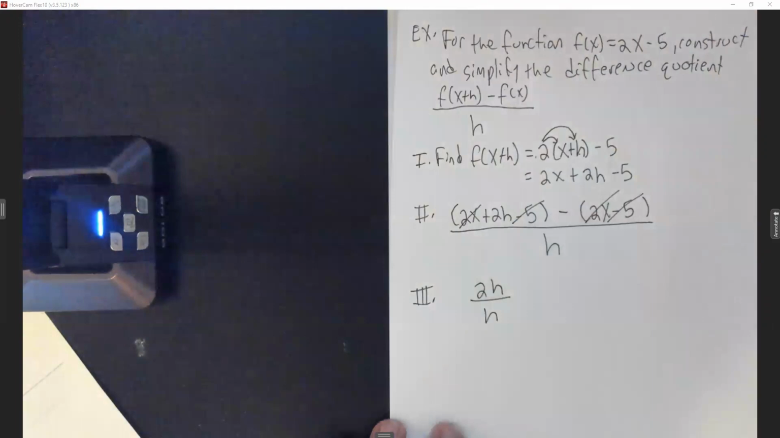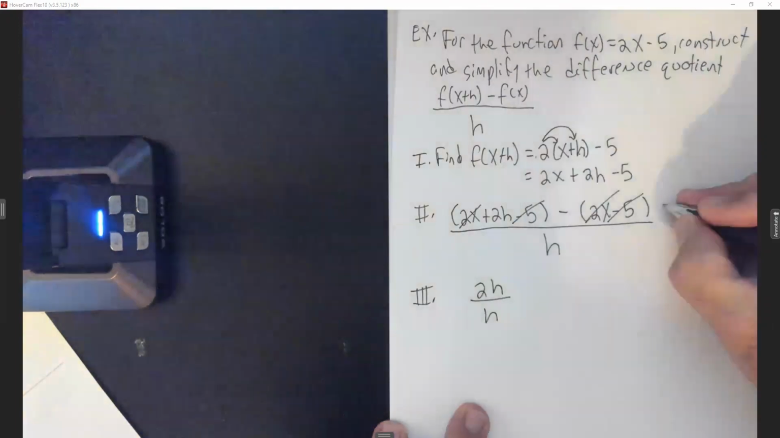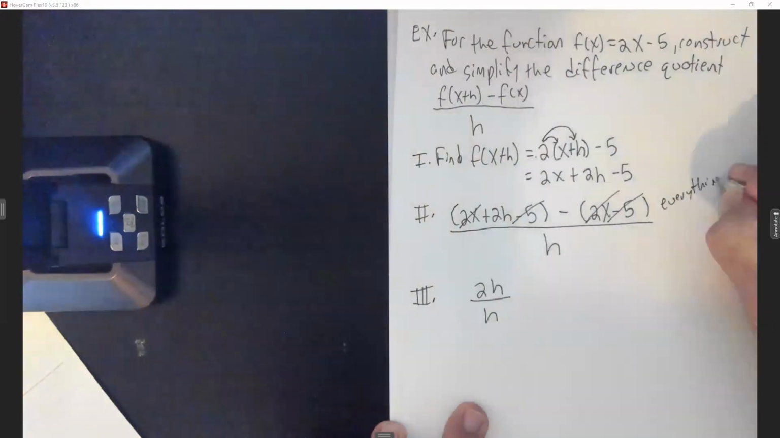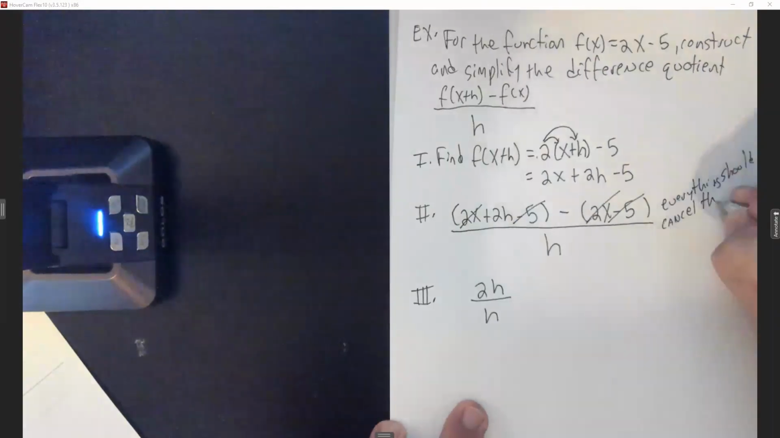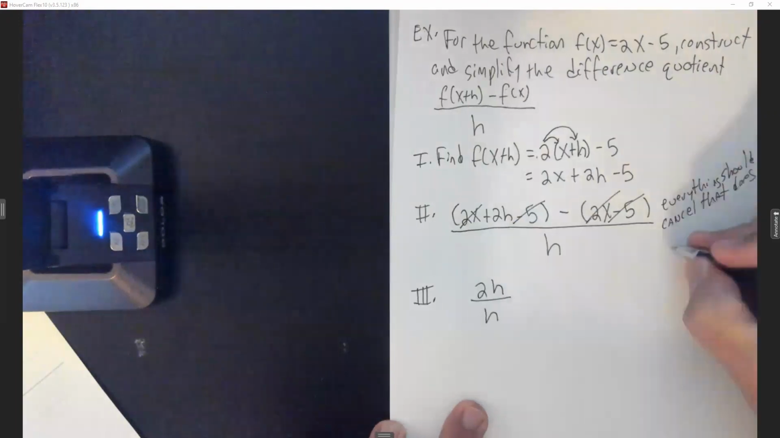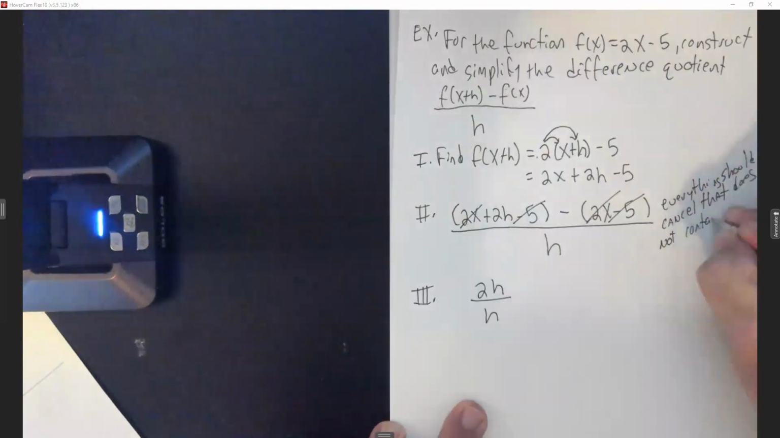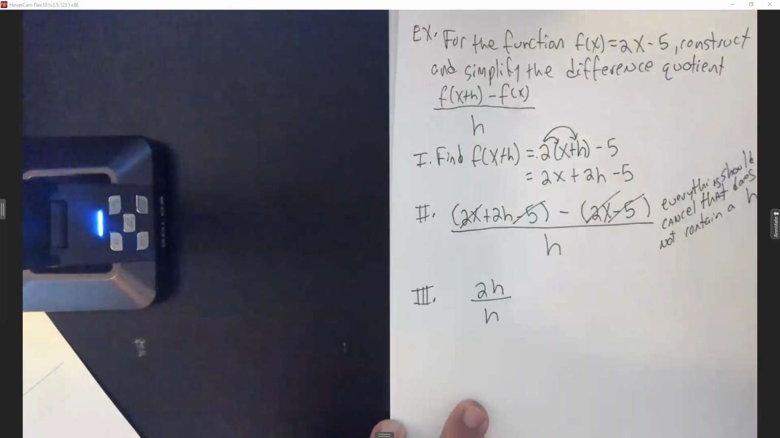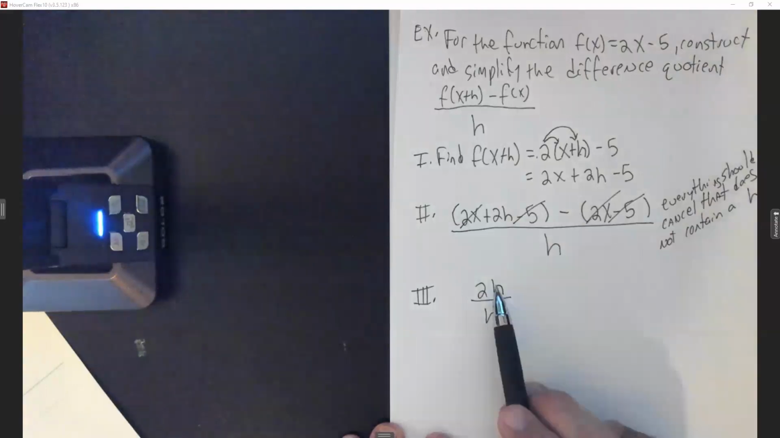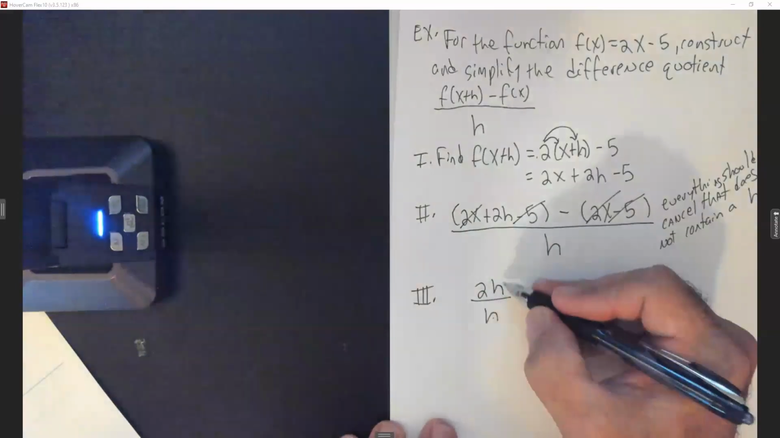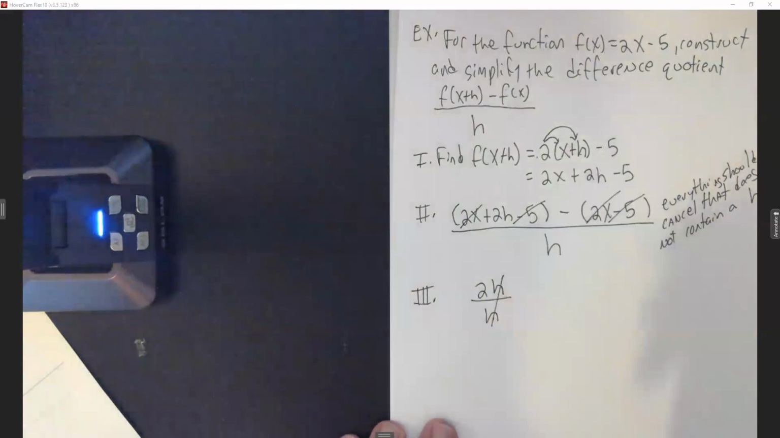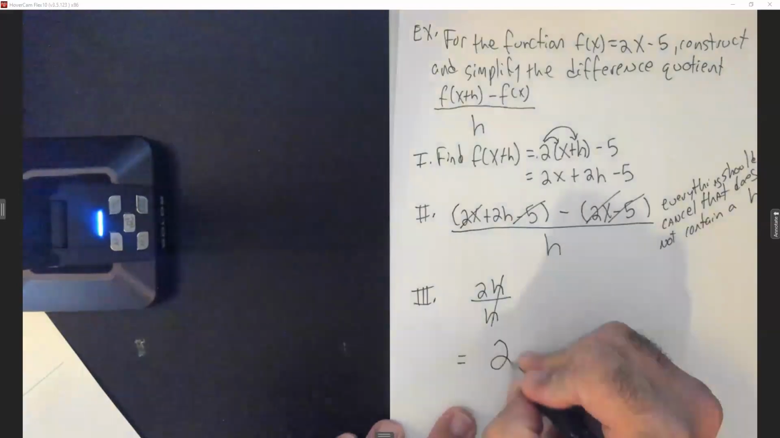So at this point, everything should cancel that does not contain an h. So everything should cancel that does not contain an h. All right, so now at this point I said simplify the h's. Well, this 1h on top cancels with the 1h on the bottom, so that my final answer is 2.